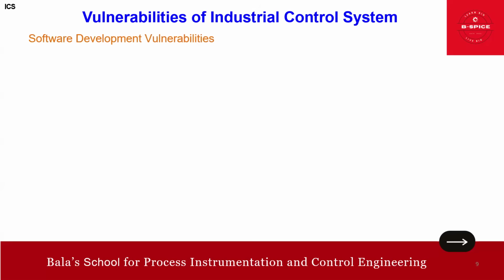Now let us move into the software development vulnerability. Okay, it's very simple. Two items are there. One is inadequate data validation. ICS software might fail to effectively validate user inputs or incoming data for accuracy, potentially leading to various vulnerabilities, like buffer overflow or command injection or so many things actually, right? So inadequate data validation is one of the challenges.